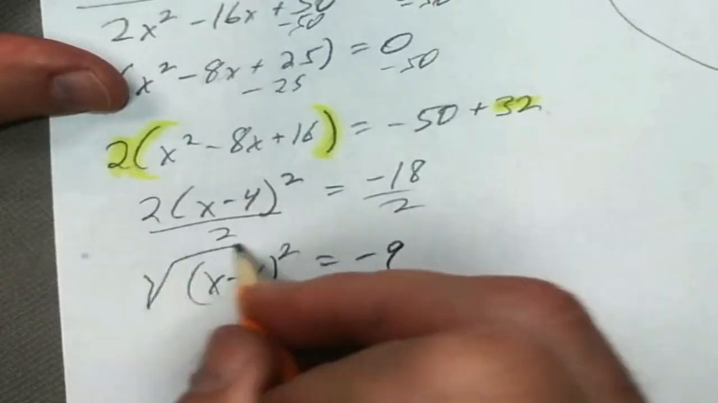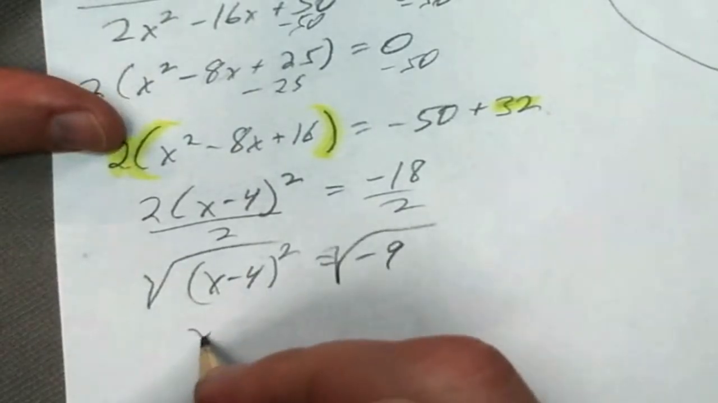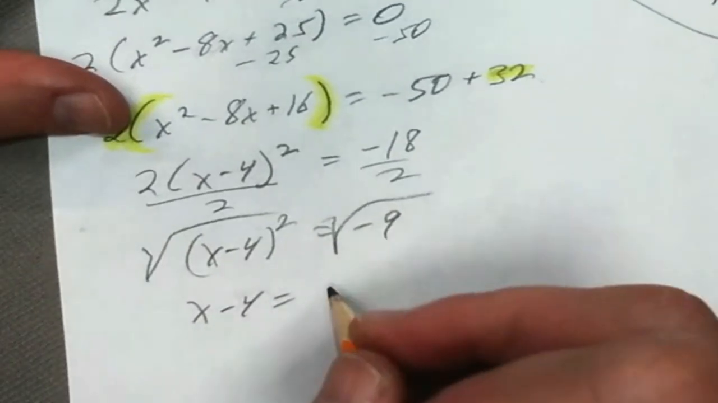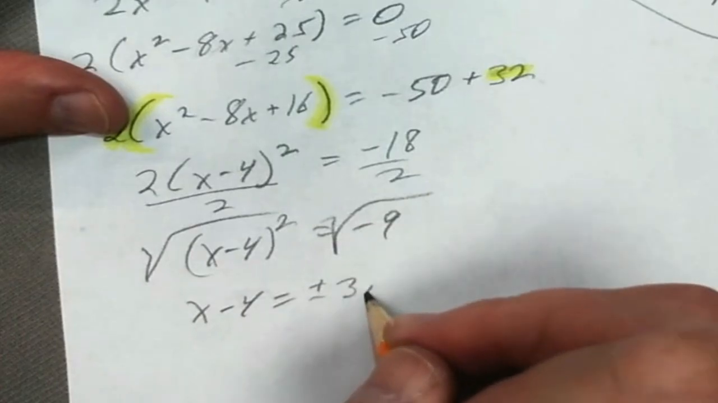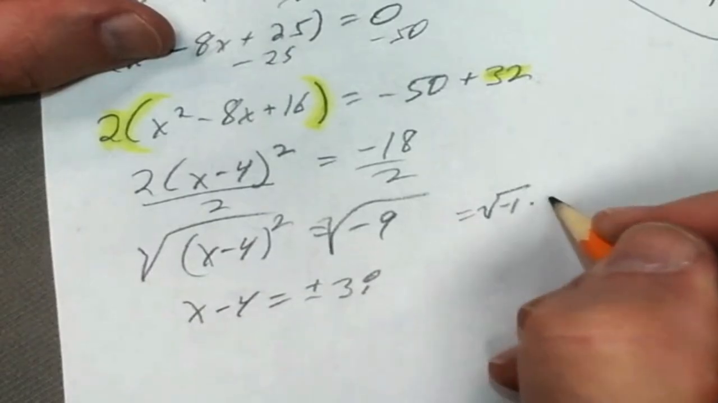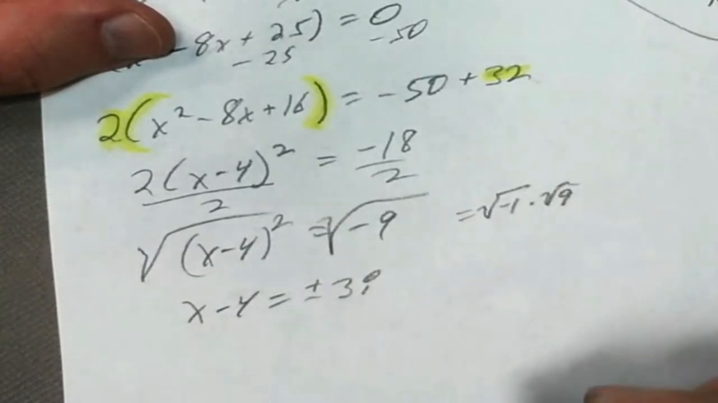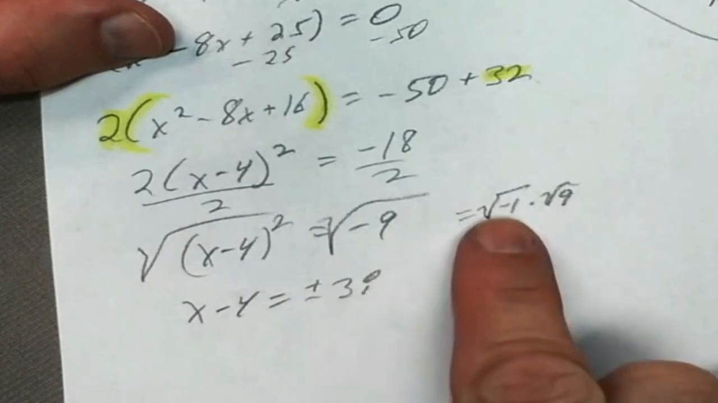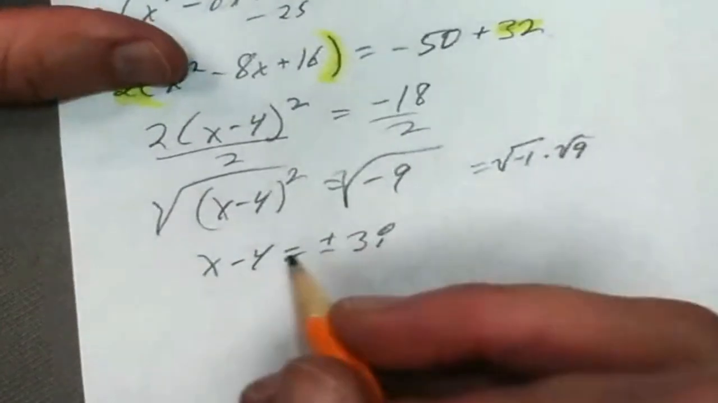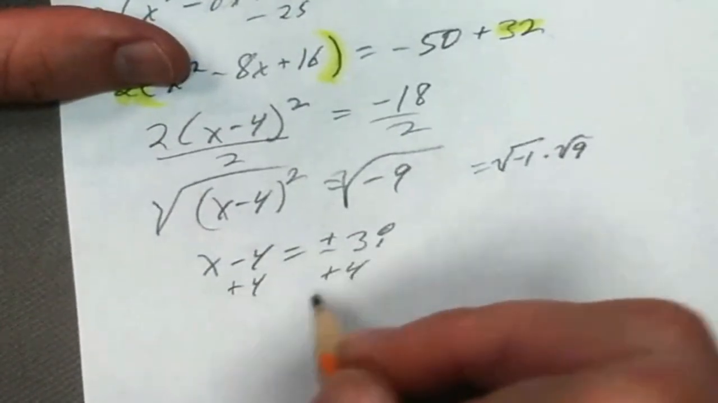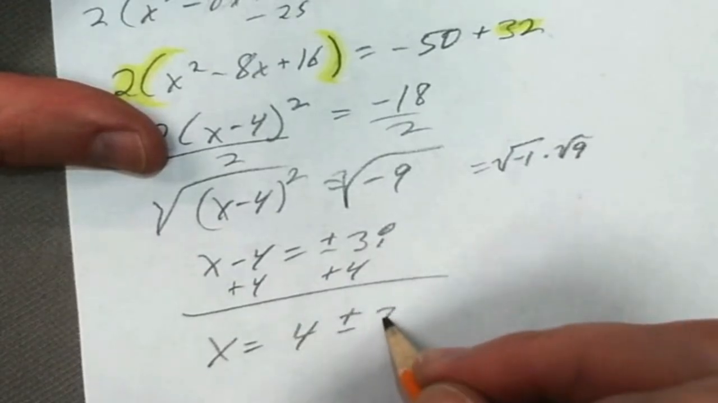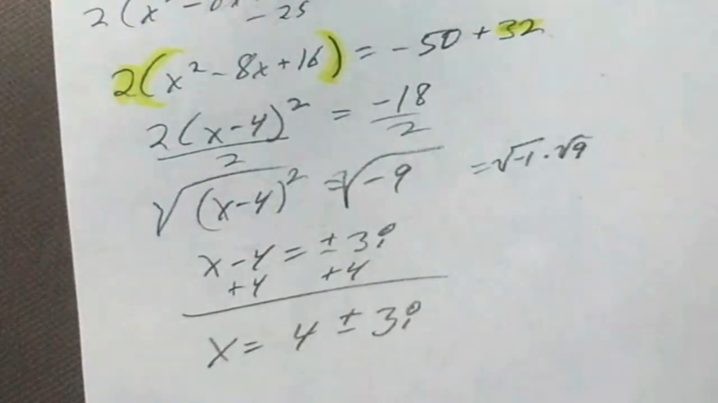Take the square root of both sides. x minus 4 equals the square root of negative 9, which is plus or minus 3i. Right? Because this is the square root of negative 1 times the square root of 9. The square root of 9 is 3. The square root of negative 1 is i. And it's plus or minus because we're taking the square root. Add 4: x equals 4 plus or minus 3i.